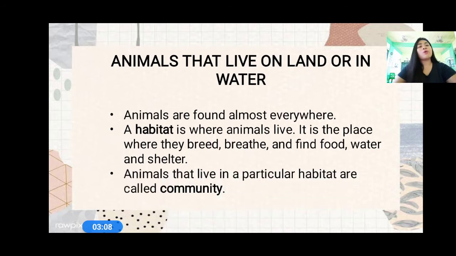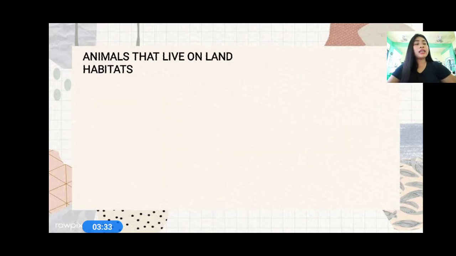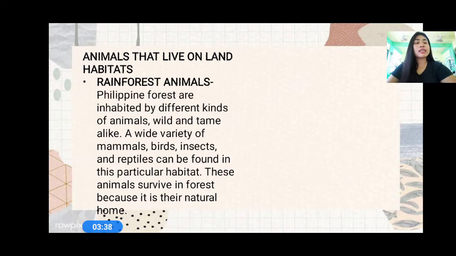Okay? So, the animals that live in a particular habitat are called communities. So, what do we call the animals that live in a particular habitat? That is community. Very good. So when we say community, those are the animals that live in a particular habitat. Now let's talk about the animals that live on land habitats. First, let's have the rainforest animals. The first one is the rainforest.